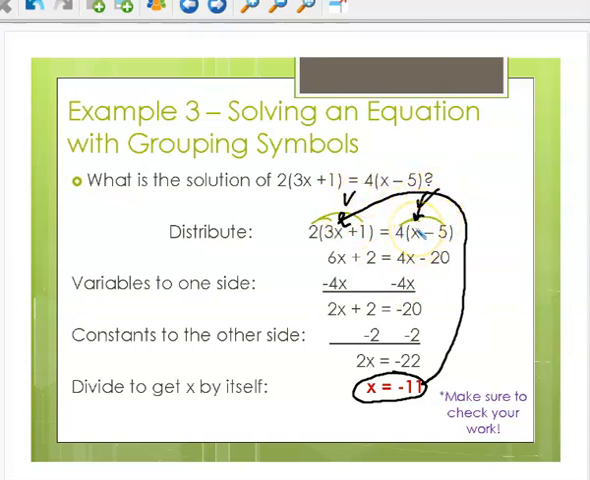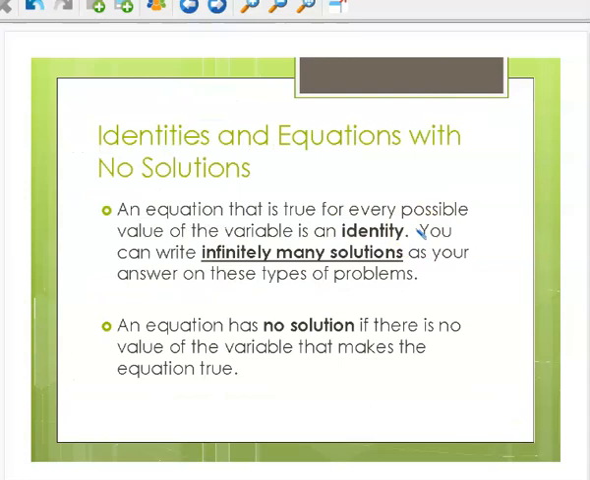That's what we want. There's something we need to pay attention to here, and that's equations with no solutions, or identities. So in here, I've put some information. An equation that is true for every possible value of the variable is an identity, or you may have heard it as infinitely many solutions. It's when both sides are the same: 2 equals 2, x equals x, 4x equals 4x, something like that. However, an equation that has no solution means there's no value for a variable that will make it true.